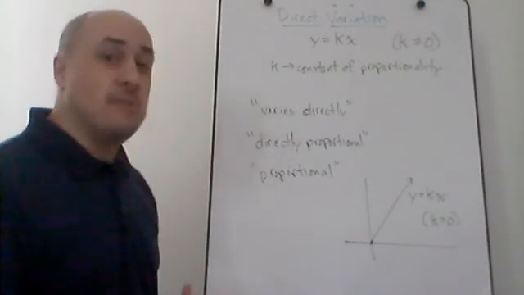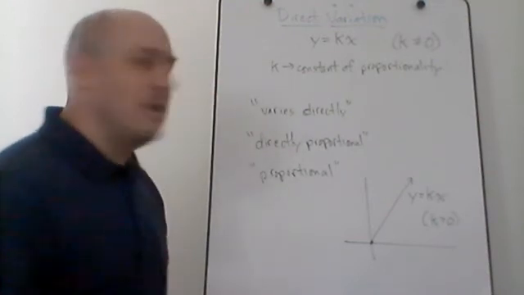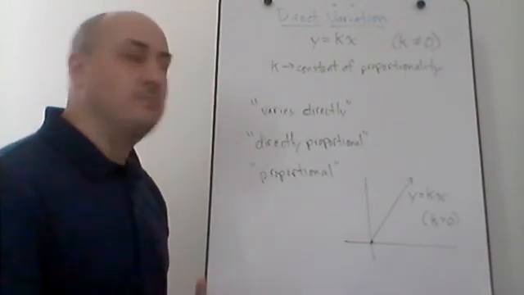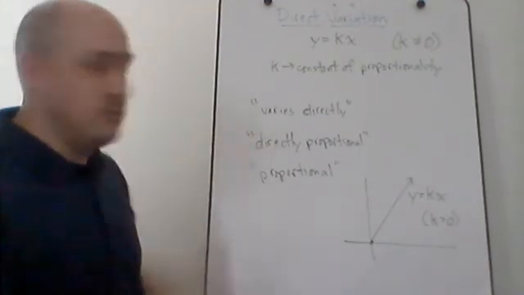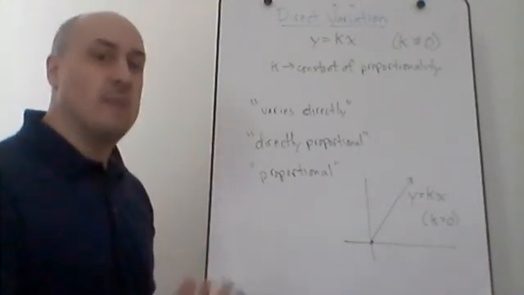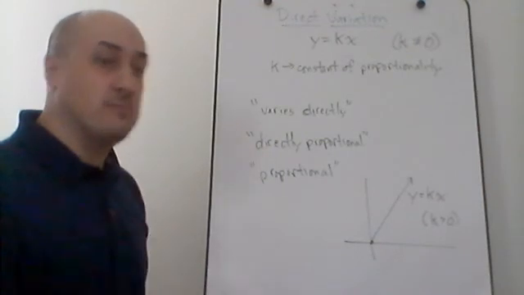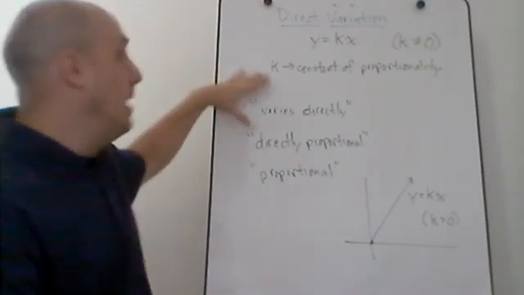They have to do with real life situations, and a lot of the things in the sciences involve different types of variation. Direct variation is just one of many types of variation that we'll be talking about in several videos that I have coming up.